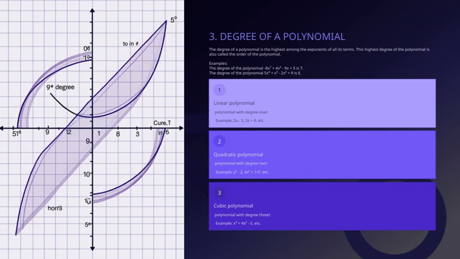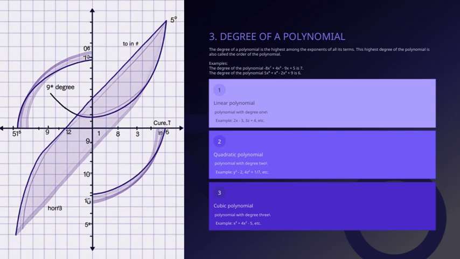Now let's talk about the degree of a polynomial. The degree is essentially the highest power of the variable in the polynomial. For example, if we look at the polynomial minus 8x^7 plus 4x^3 plus 9x plus 5, the highest exponent here is 7, so the degree of this polynomial is 7. Similarly, for 5x^6 plus x^4 plus 2x^3 plus 9, the highest exponent is 6, making its degree 6.